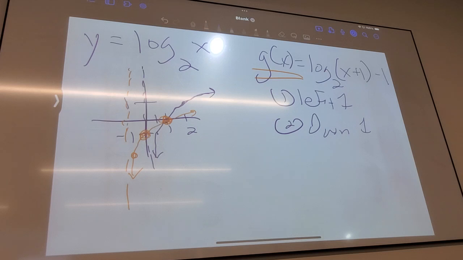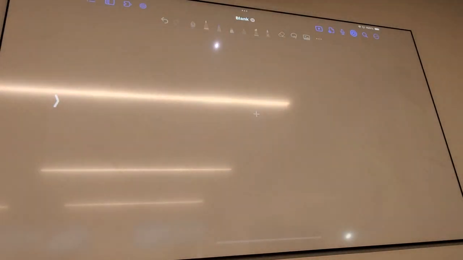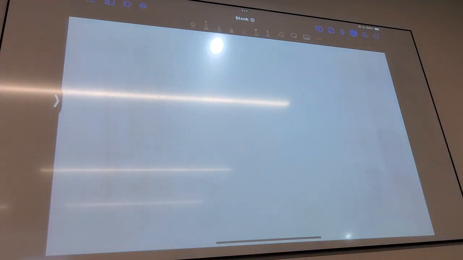Let me stop for a minute. So let me ask you this. If it was log base 3 of, I don't really care, x plus 7 minus 14, let's put a 22 out here just to freak you guys out.